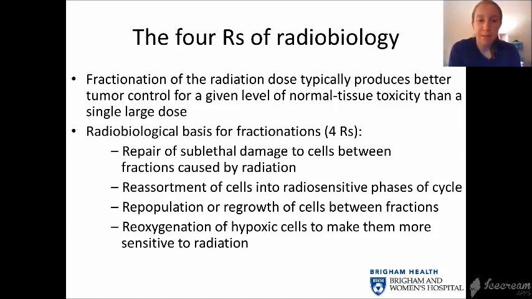Repair of sublethal damage to cells between fractions caused by radiation, and this is both for tumor and normal tissue. Then you have reassortment of cells into radiosensitive phases of the cycle, which we talked about, and we'll show how that factors into fractionation. There's repopulation or regrowth of cells between fractions, more useful for the normal tissue, and reoxygenation of hypoxic cells to make them more sensitive to radiation. This is more useful for the tumor cells.